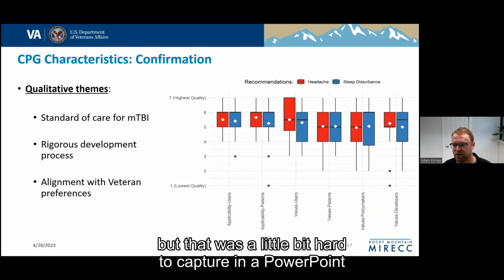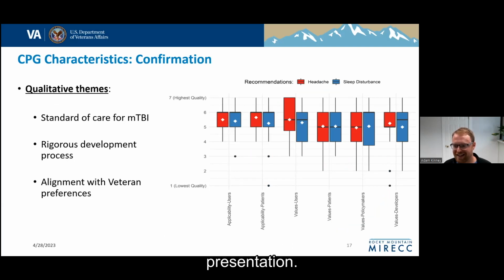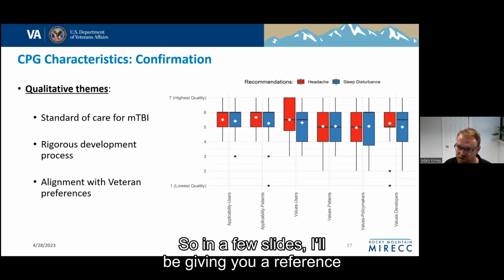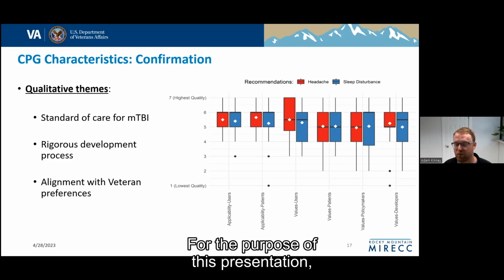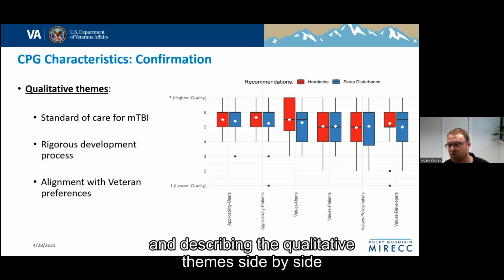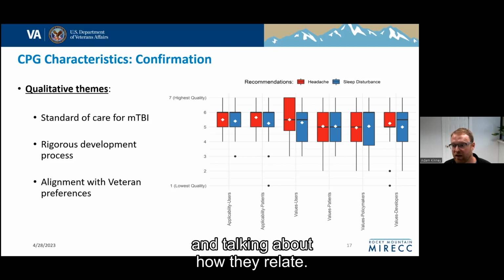So I know we said we had a joint display table that we used, but that was a little bit hard to capture in a PowerPoint presentation. So in a few slides, I'll be giving you a reference to our published study where you can find the joint display table. For the purposes of this presentation, I'll be visualizing the quantitative data and describing the qualitative themes side by side and talking about how they relate.